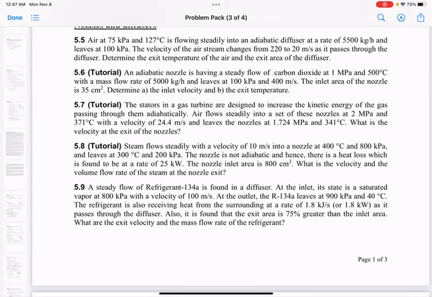So immediately from looking at this question, we can see that we're going to have a bit of a hard time using the simple m dot equals rho AV, and that's because we don't know anything about the area. We're never told the inlet or exit area. So what's our other option? Well, we can consult the first law of thermodynamics.